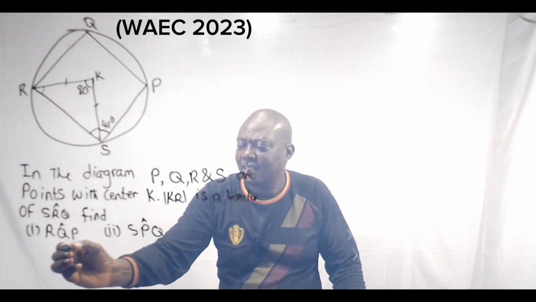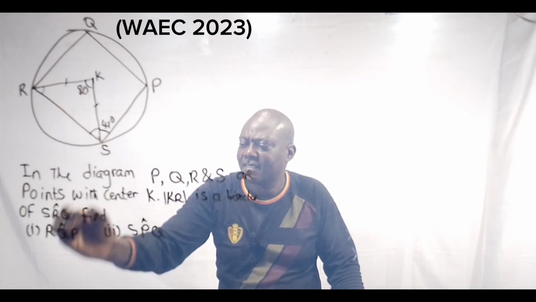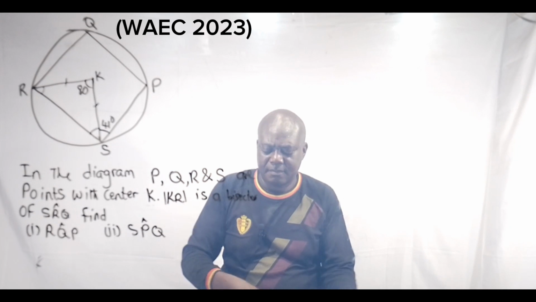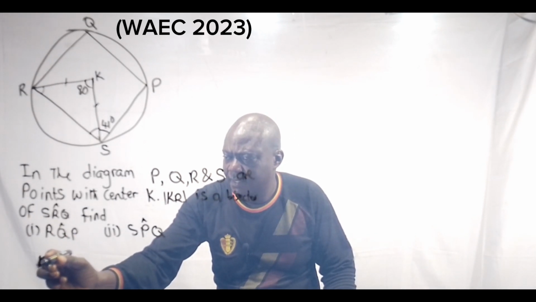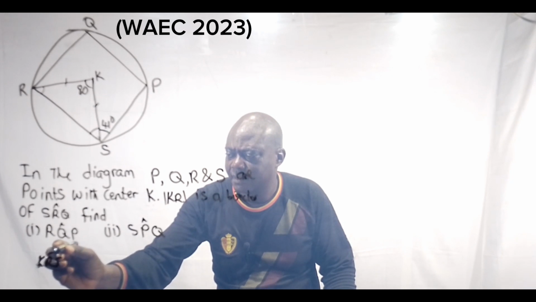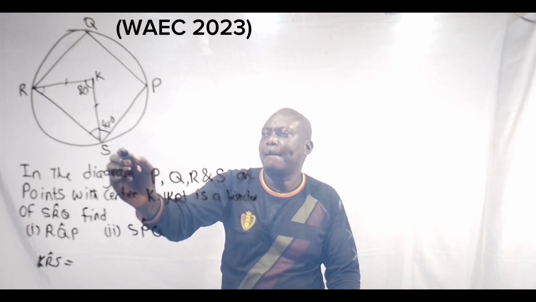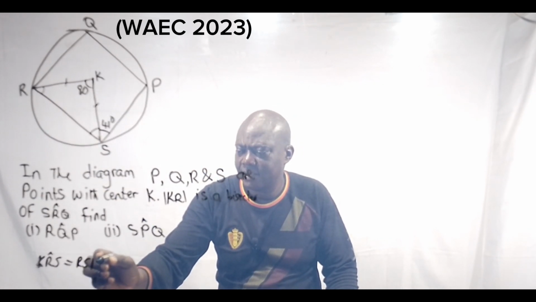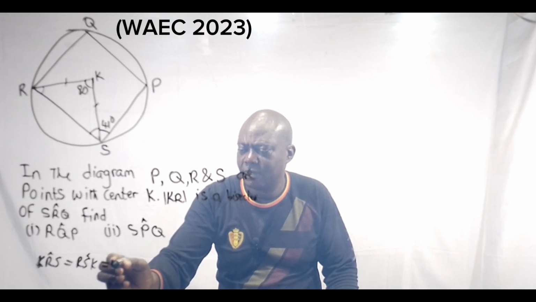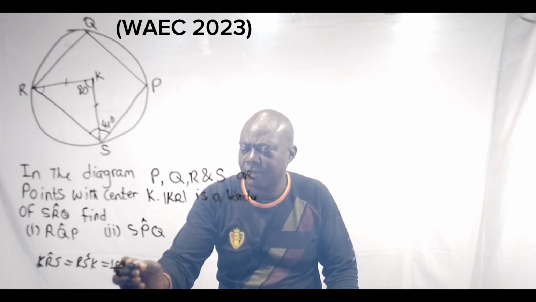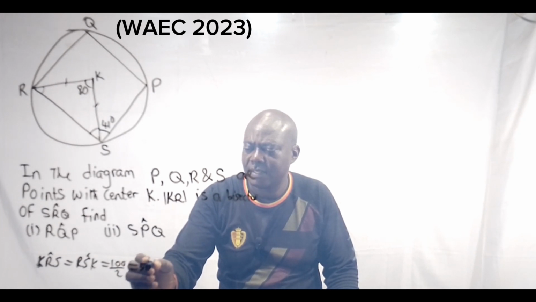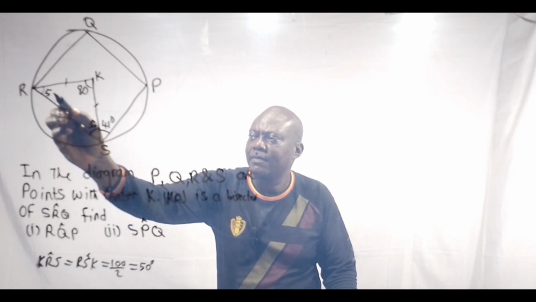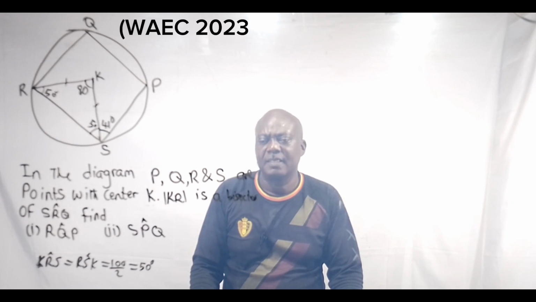That means angle KRS is equal to angle RSK, which is equal to 100 over 2, which is 50 degrees. So this one is 50 degrees, this one too is 50 degrees. Let's continue.